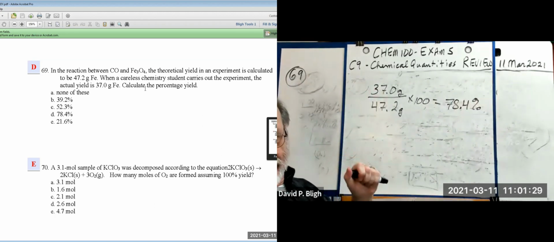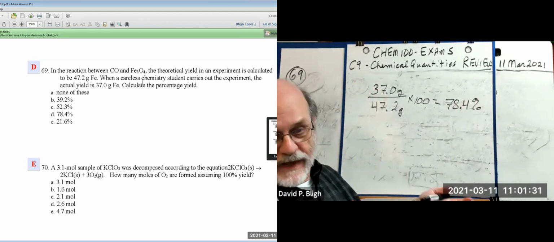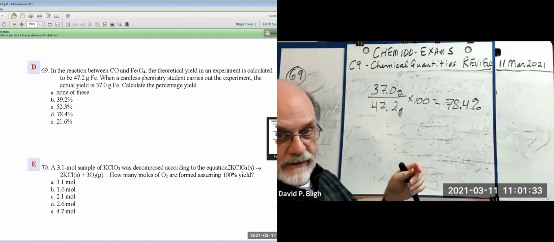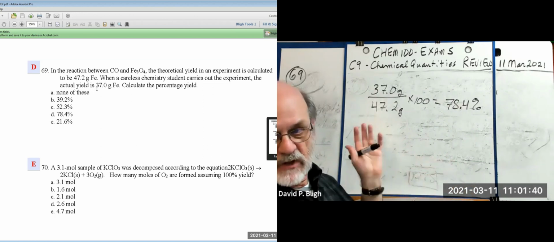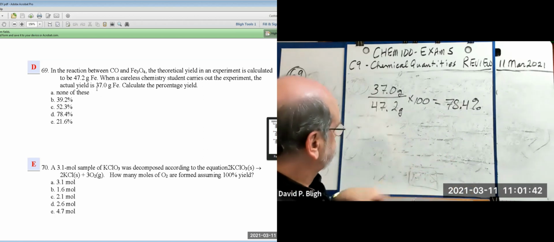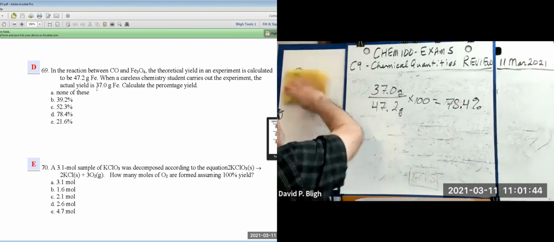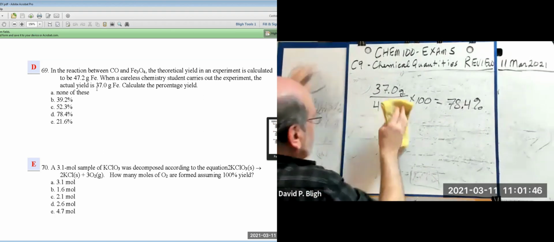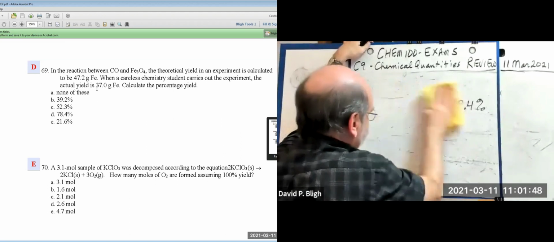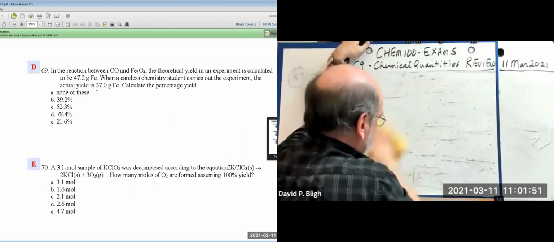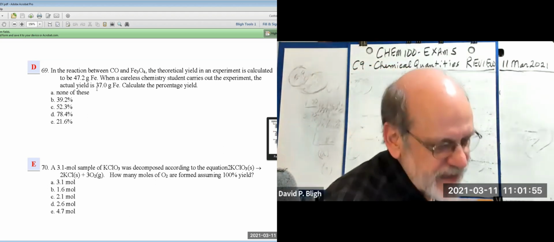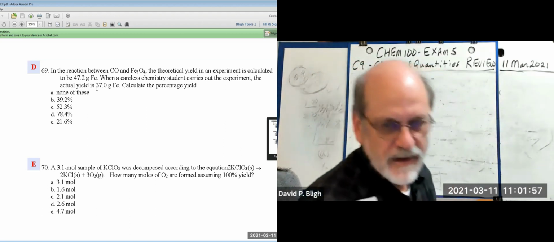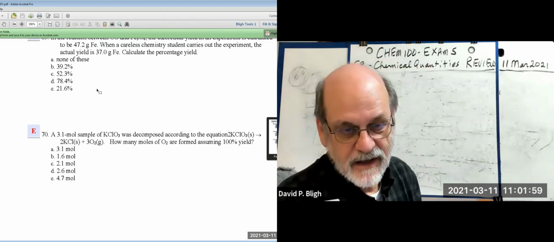Okay. So even I was fooled. I thought this was going to be a big problem, but it's not. Calculate the percent yield. You're given the theoretical, you're given the actual, just do the calculation. All right. 70 is also on my list. So let's look at 70.